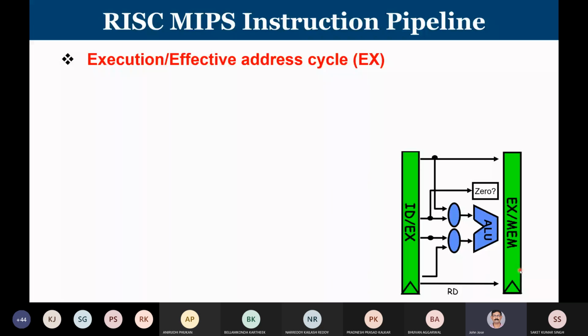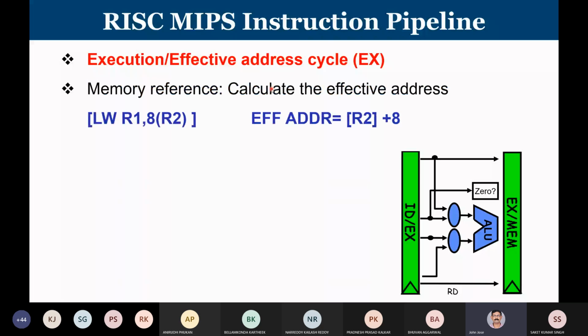But if it is a load or a store instruction, you are not executing it. This is the time where I compute the effective address. So for an ALU instruction, your third stage is known as the execution stage. For a load store instruction, the third stage is known as the effective address cycle stage. So for memory references, you calculate the effective address.